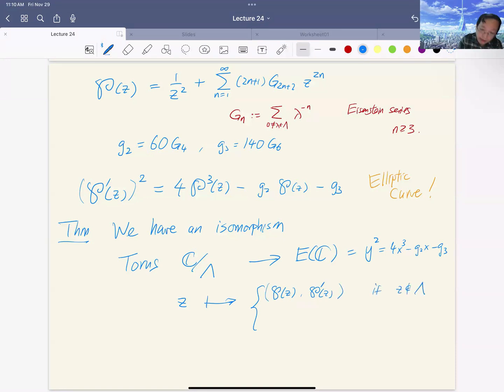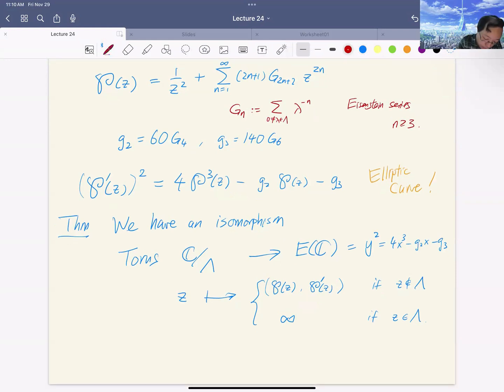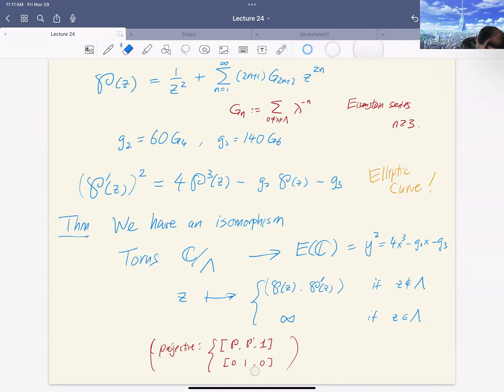If C is not on the lattice. And remember, when C is on the lattice, we get a pole. So we just send this to this infinity point, if C is in the lattice. So that's why we need this extra infinity point. For those who are familiar with projective geometry, in terms of projective space, we actually send things to P^1, (1:0) and (0:1), respectively. So if you want to avoid using infinity, I should use the colon notation.